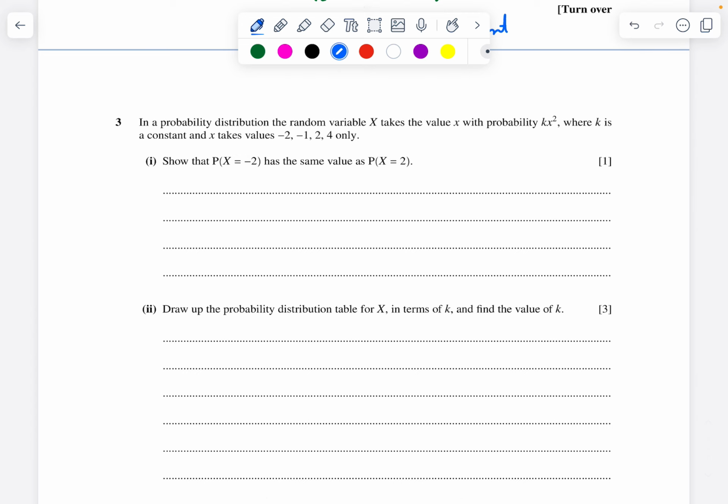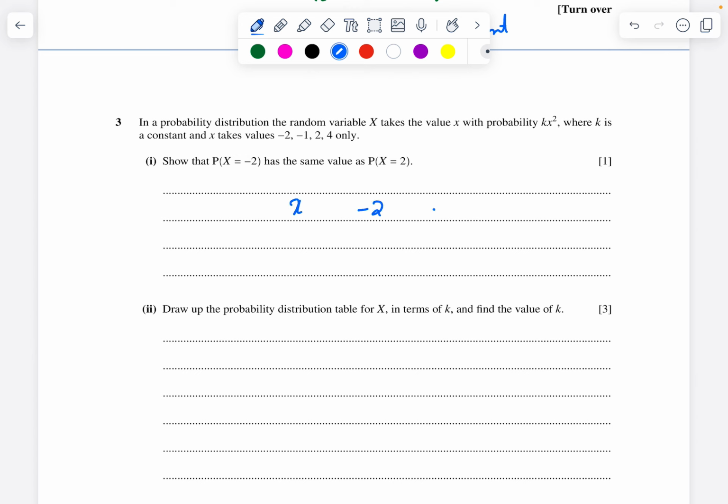Question number 3. In a probability distribution, the random variable X takes the values x such that the probability is kx square, where k is a constant and x takes the values -2, -1, 2, 4. Now what is being asked over there? Show that P(X = -2) has the same value as P(X = 2).